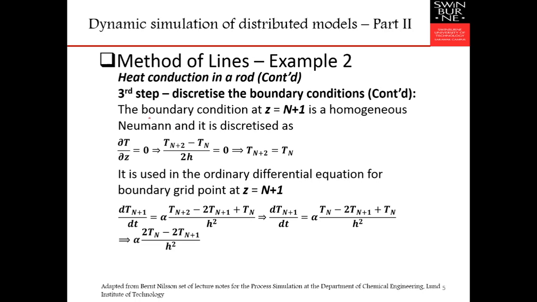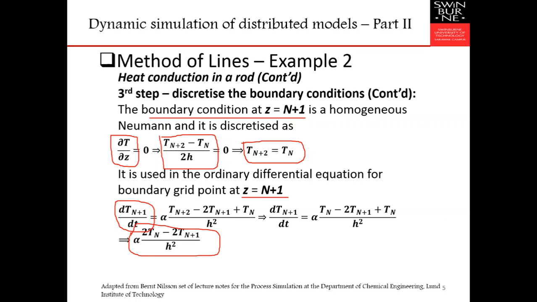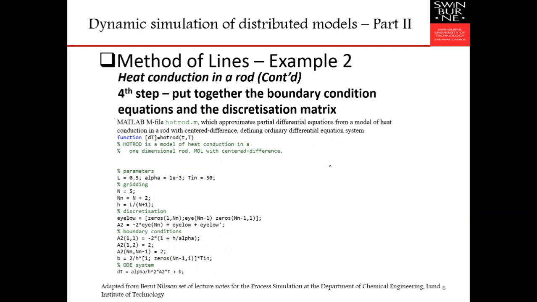And likewise, the boundary condition at z equals n plus 1 can be discretized as follows. So this derivative can be converted into this derivative in here, so that we know that T n plus 2 will be equal to T n. And then we substitute these equations into the ODE at the point of i equals n plus 1. Then we will have the final equation, which is this equal to this. And then we can put together the boundary condition equations and the discretization matrix.